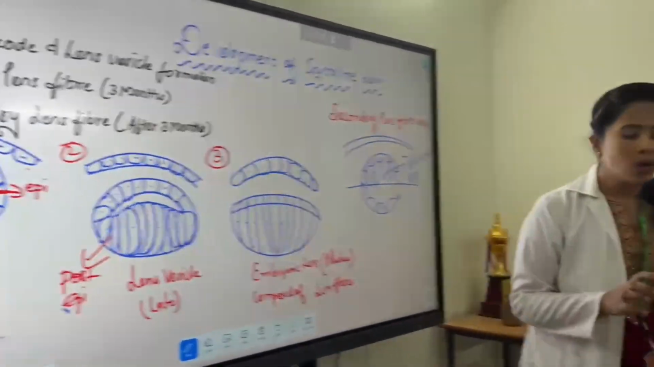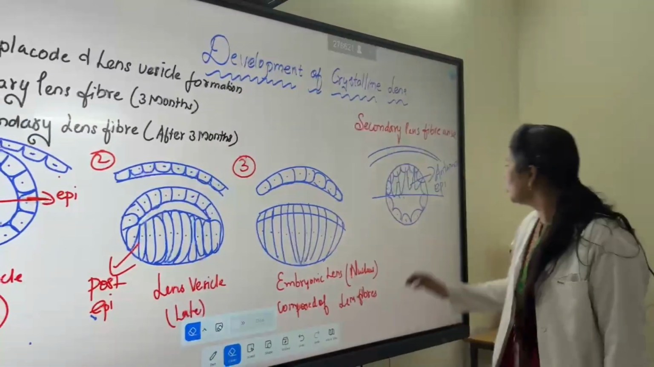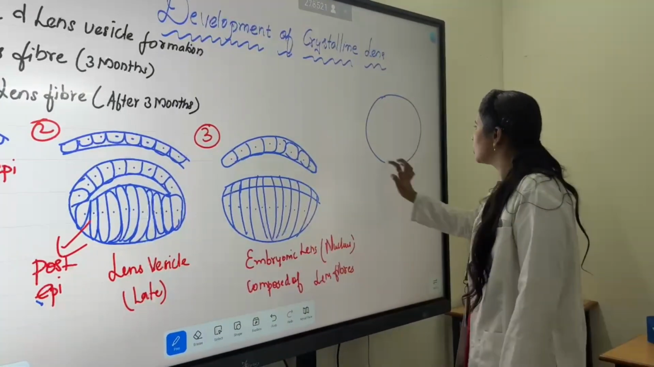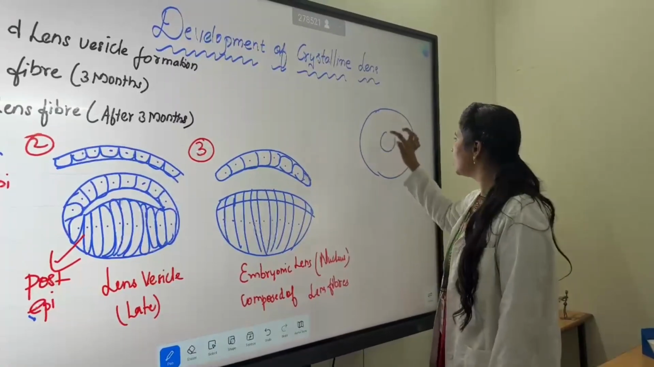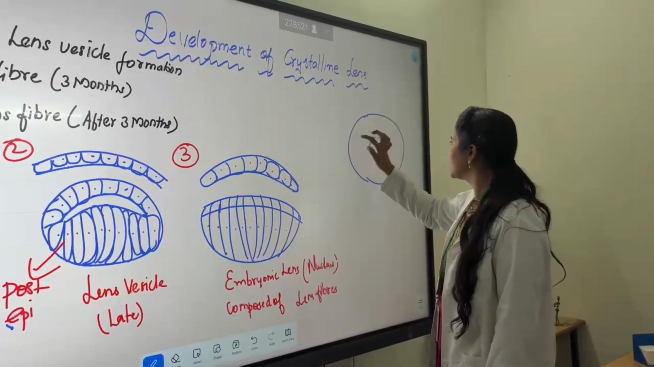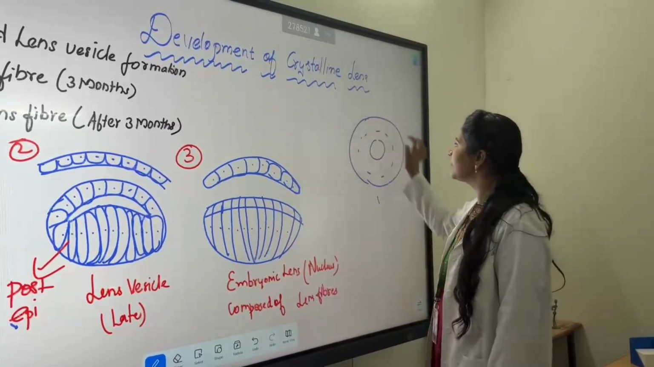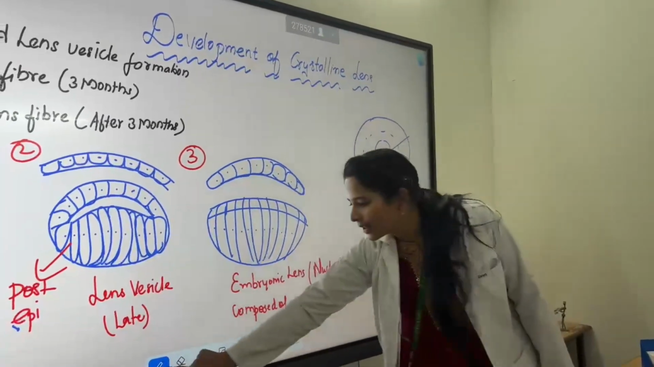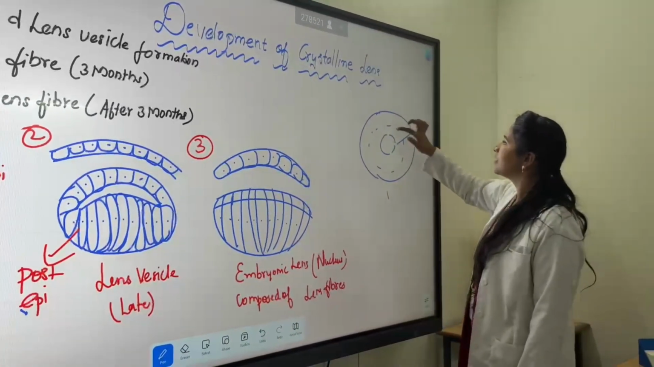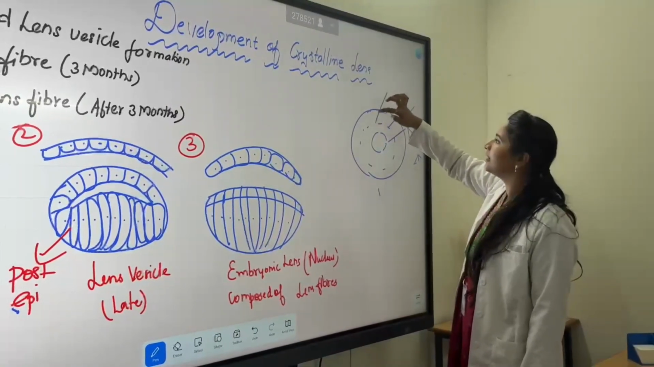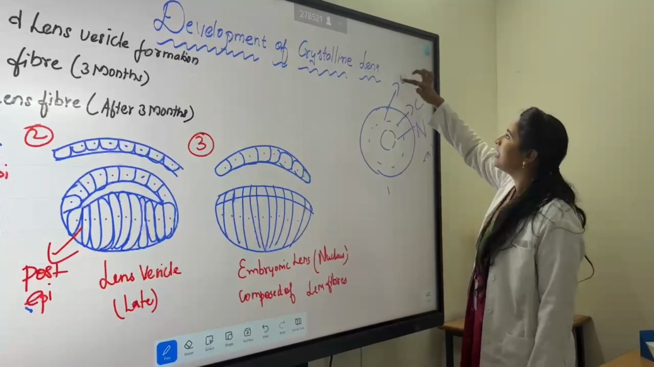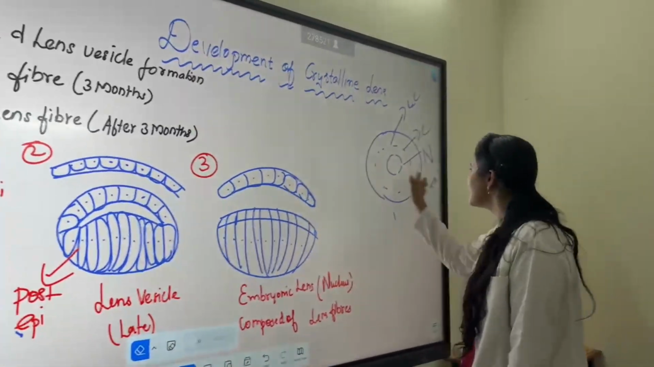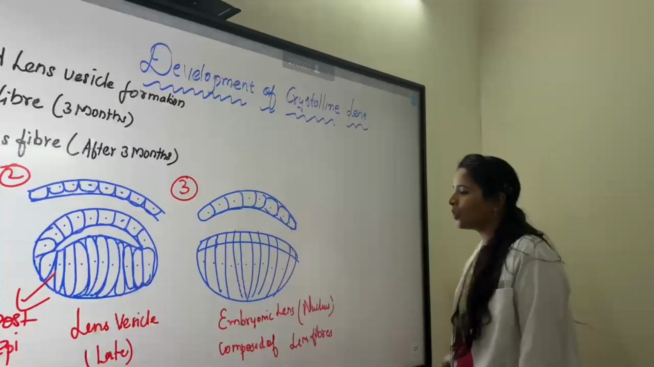Let me tell you about the nucleus. You just imagine, this is the lens. In the lens we have the nucleus and the cortex, and next will be the lens capsule. For example, this is the nucleus, this will be the cortex, and the final is the lens capsule. These three structures will be present in the lens. Let me tell about the nucleus now.